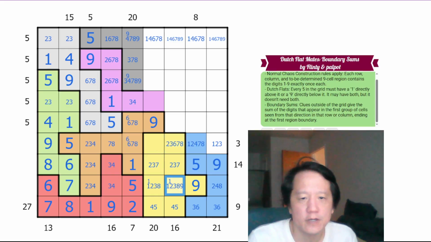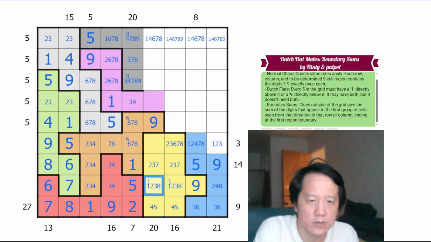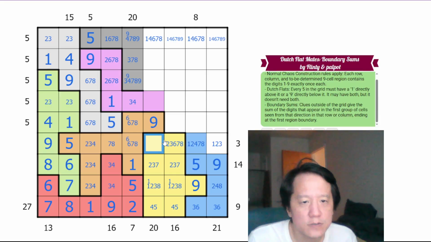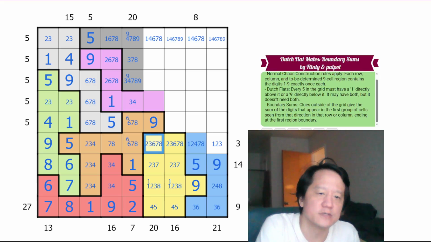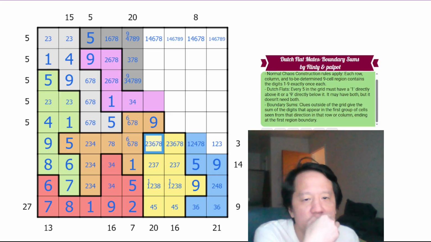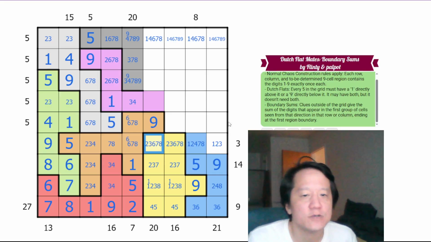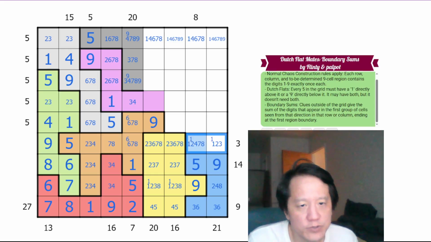There's no 9 here. No 4, 1, or 9 here, so it's still the same: 2, 3, 6, 7, 8. So 1 has to be one of these digits here. We don't know which.